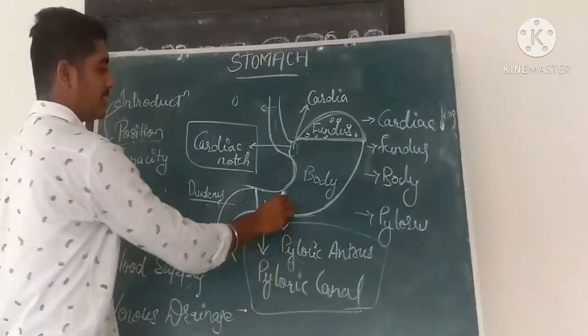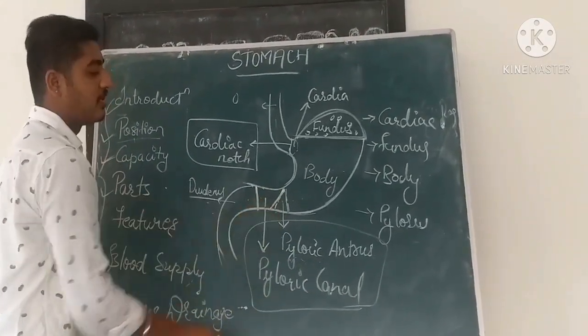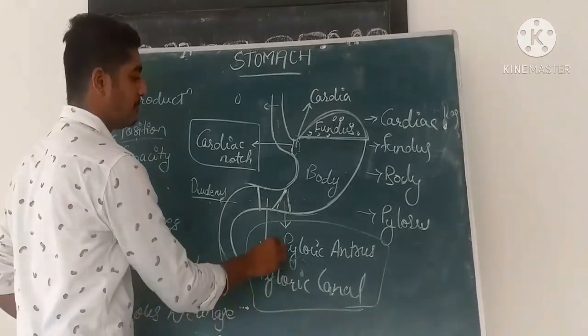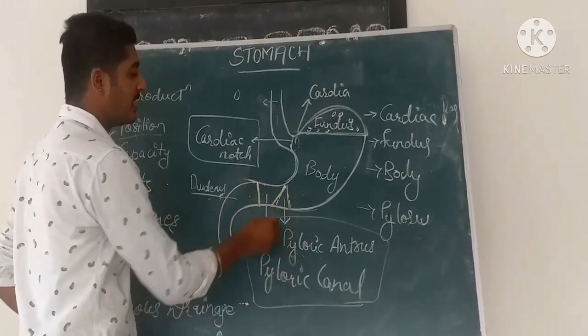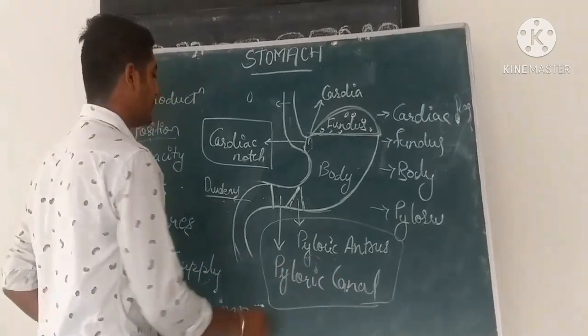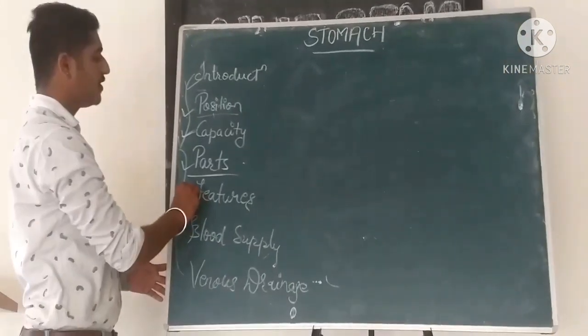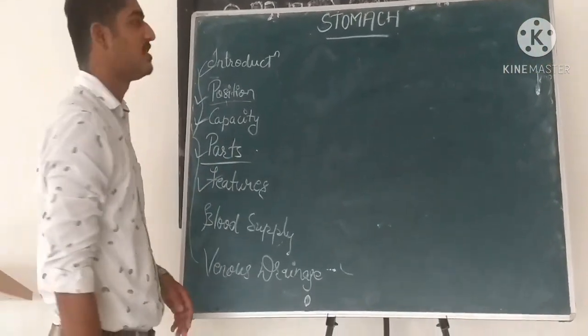And the third one is the pylorus. This pylorus is divided into two parts: the first one, the pyloric antrum, and the second one, the pyloric canal. Okay, so this is all about the parts of the stomach. Next we'll move on to the features of the stomach.